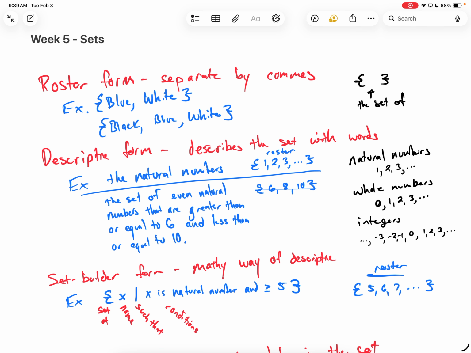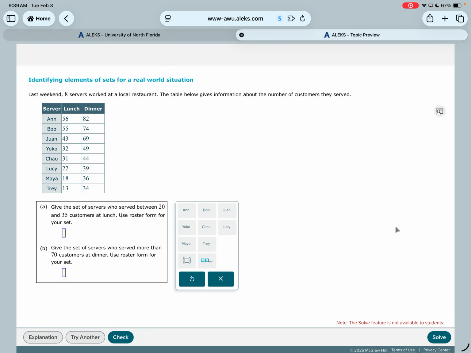All right, let's go do some problems on these definitions, and we'll come back. All right, so the first one is identifying elements of a set in real-world situations. So again, you might not actually write these out, but you're going to think about this. Give the set of servers who served between 20 and 35 customers at lunch. So you got to identify the lunch column. And between 20 and 35 would be these three right here. So you have to do the brackets. And then it was 20 and 35. So Lucy, Chow, and Yoko, that looks right. Okay, so you just do that right there. Just make sure you do the brackets.